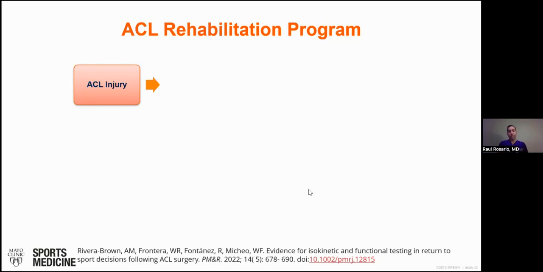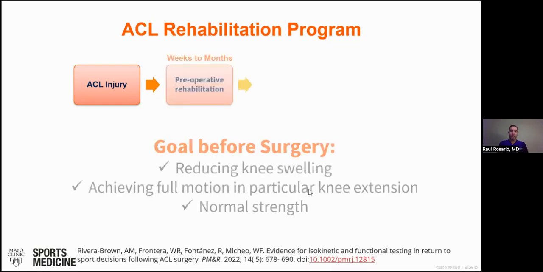So if you have a player who got that ACL injury, then we start some preoperative rehabilitation, or prehab. The goal is basically starting some physical therapy. Sometimes I aspirate the knee to improve the range of motion and decrease the swelling of the knee. The idea is that we cannot do surgery unless the patient has full range of motion and is activating the quadricep a little bit better, because this will improve the outcomes of surgery. So we want to reduce the knee swelling, achieve full motion and normal strength. And that can take weeks to months.